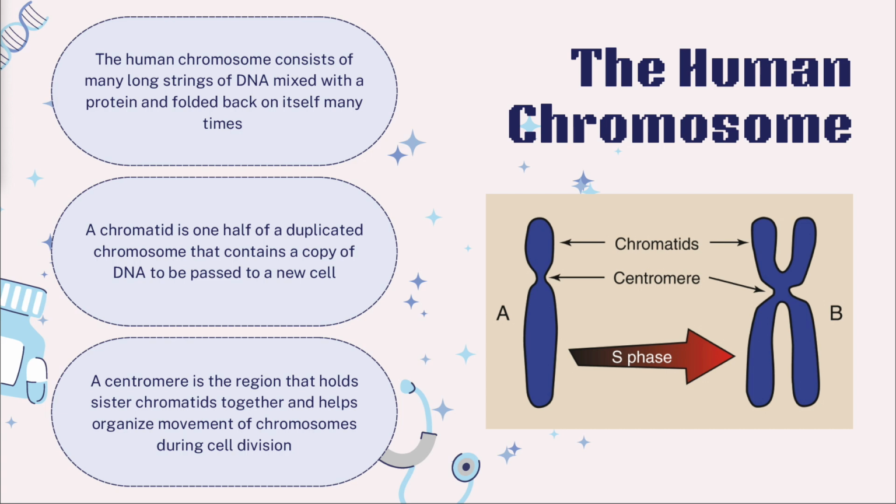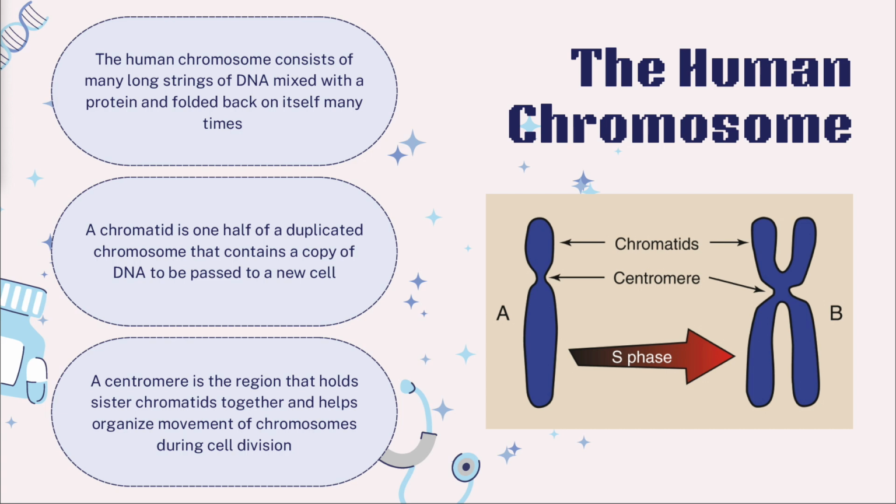To better understand cytogenetics, it is best to understand the composition of the human chromosome to understand how radiation can affect the chromosomes in the human body. The human chromosome is a long, coiled structure made of DNA and proteins that contain genes, which are the instructions for building and running the body. A chromatid is one half of a duplicated chromosome that contains DNA to be passed to another cell.